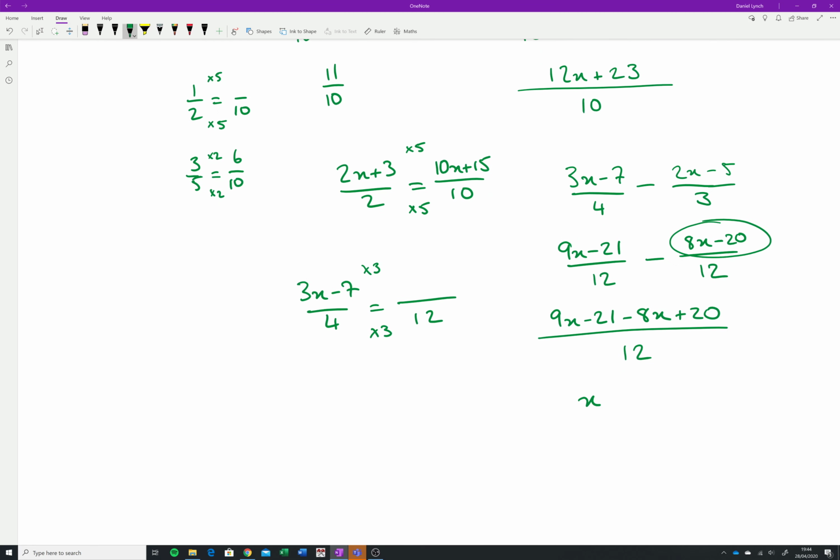So we're just left with what? x minus 1. Simple as that. Yeah, that seems right. Over 12. Okay, and that's that for me. I think it's about as tricky as it can be.